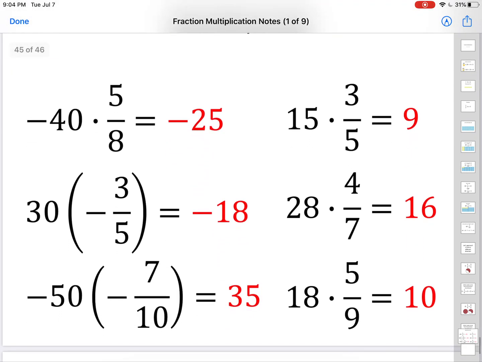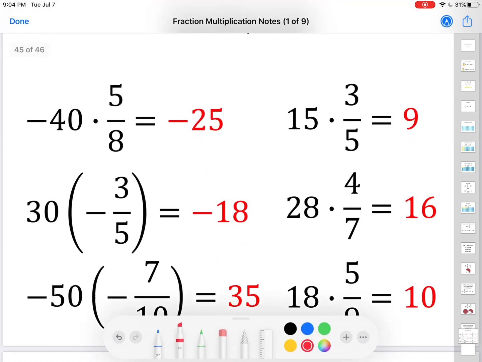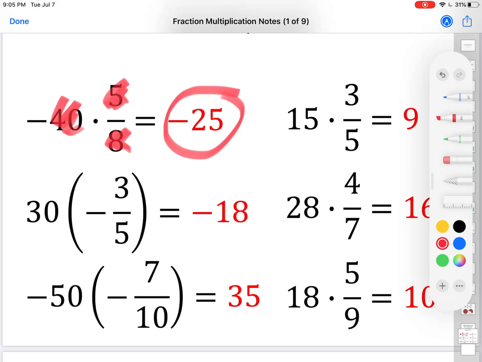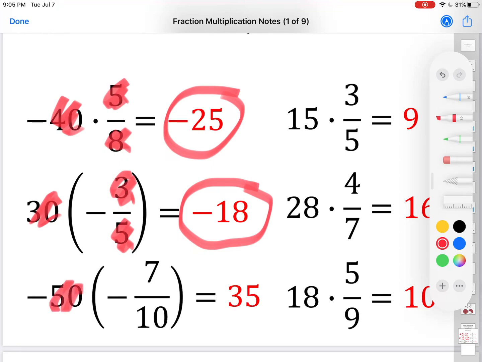Did you get these answers? Let's examine them. Okay? 40 divided by 8 is 5. 5 times 5 is 25, and it's negative because of the negative sign. 30 divided by 5 is 6. 6 times 3 is 18, and it's negative because of the negative sign. 50 divided by 10 is 5. Times 7 is 35, and it's positive because there's two negative signs that cancel each other out.